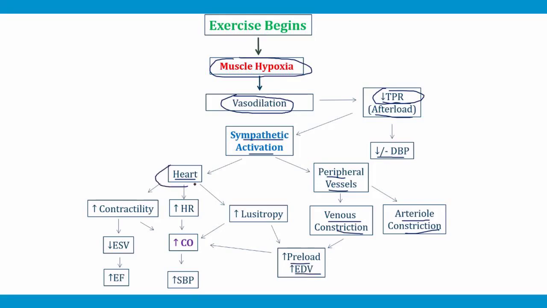In terms of the heart, the sympathetic nervous system does three main things. It increases contractility, it increases heart rate, and it increases lusitropy. The increase in contractility lowers the end systolic volume and raises the ejection fraction. This contributes to the rise in cardiac output. The increased heart rate also contributes to the rise in cardiac output, and the increase in lusitropy also contributes to the rise in cardiac output. And because the cardiac output goes up, the systolic blood pressure tends to rise. And that concludes our module on the cardiovascular response to exercise.